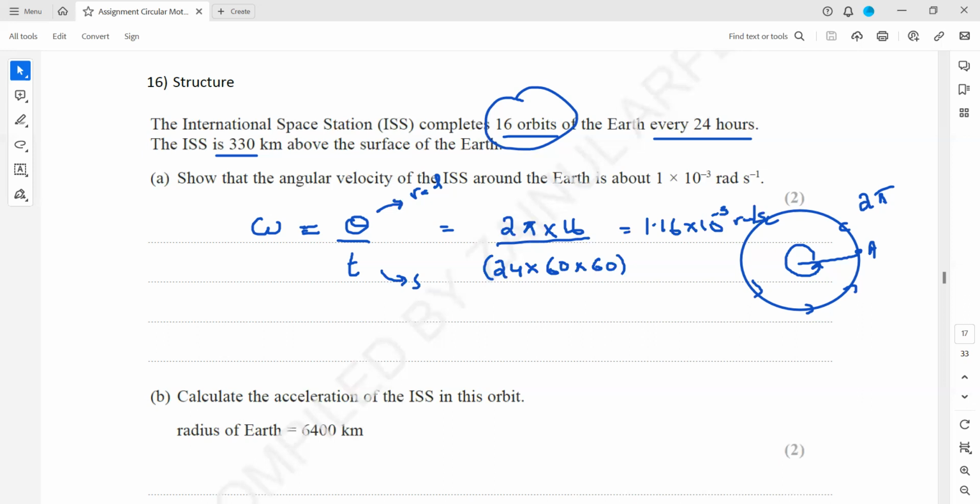The angular speed of the International Space Station, as it is completing 16 orbits: for one orbit, the angular displacement is 2 pi, but for 16 orbits, it will be times 16. And the total time duration is 24 hours, so we have to convert into minutes, first into minutes and then into seconds. That's why we multiplied by 60 and 60.